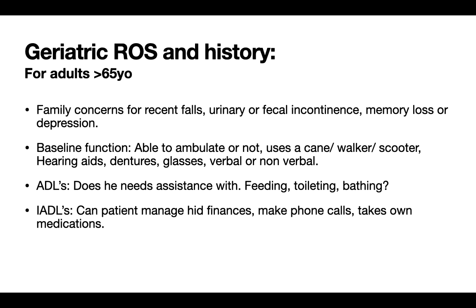Okay, so for the geriatric review of systems and history, this is basically a revision of what commonly happens in the geriatric population, like urinary incontinence, recent falls, memory loss. Please use validated questionnaires. For memory loss, use the Mini-Mental scale, and for depression, use the PHQ-9. Attendings love to have that information at hand. And baseline function: able to ambulate or not, using devices, dentures, glasses, and ADLs, whether the patient is independent doing them or needs assistance.